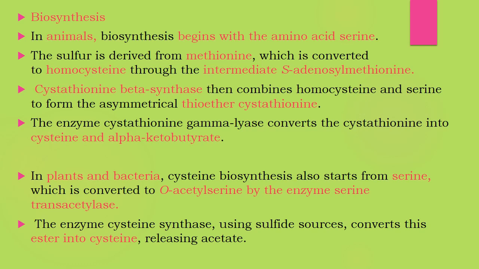These are the enzymes presented. In some of the plant and bacterial conversion, we can say it starts from the serine, which will be converted into O-acetyl serine by an enzyme SAT, which is called serine transacetylase, and this will be converted into further ester, and then this ester will be converted by using an enzyme cysteine synthetase, and the final product will be cysteine.